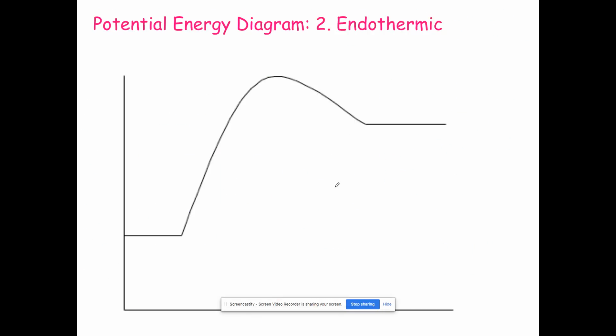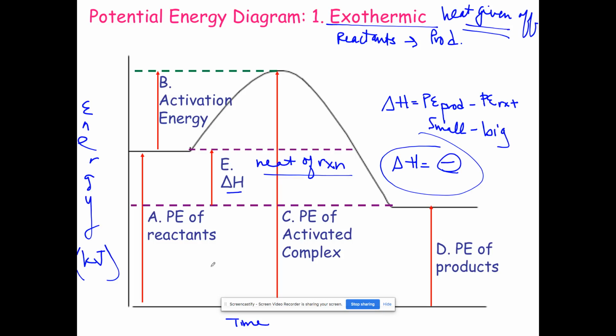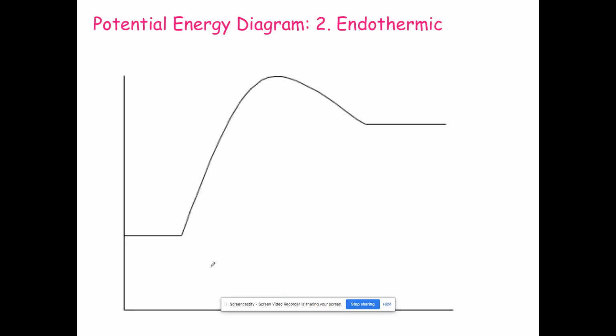Okay, this is what we call an endothermic potential energy diagram. How do I know it's endothermic? Well, if you go back, you can see that you start here, and then you end higher. We still have two flat lines, we still have a curve, but we're not going to go down as much because endothermic means heat is absorbed. Okay? So the regions of the graph are still the same.